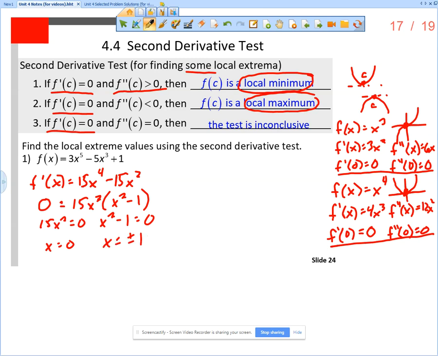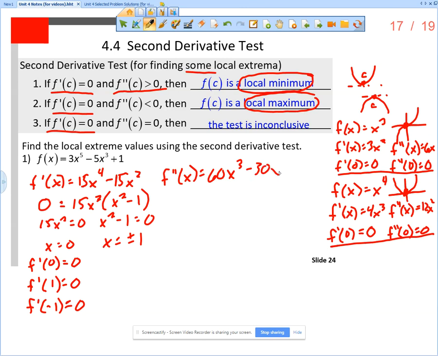All right, and so now we know that f prime of 0 is 0. We know that f prime of 1 is 0, and f prime of negative 1 is 0, right? So f prime of each of those is equal to 0. So now we need to figure out what f double prime is. All right, f double prime of x. So 15x to the fourth minus 15x squared. What would the derivative of 15x to the fourth be? 4 times 15, so 60x cubed minus 30x, right?